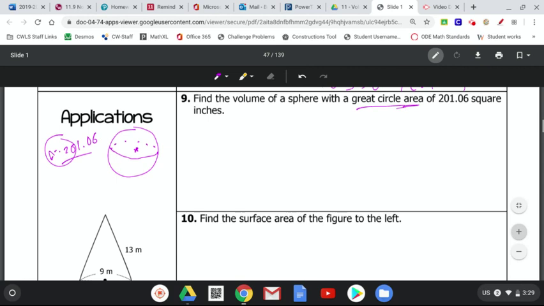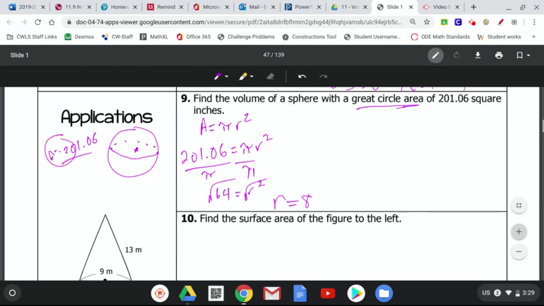So that's just back to our area formula. Area equals pi r squared. So 201.06 equals pi times radius squared. We've done these problems over and over again. I tell you guys, you just got to divide by pi. Divide by pi, divide by pi. And then once you get that, it's going to be 64 equals r squared. So you just take the square root. So once you do that, our radius here is going to be 8.